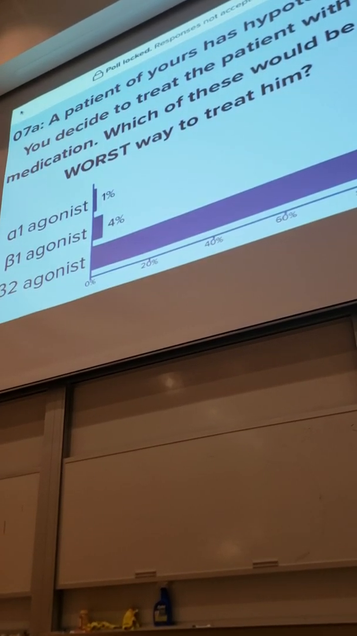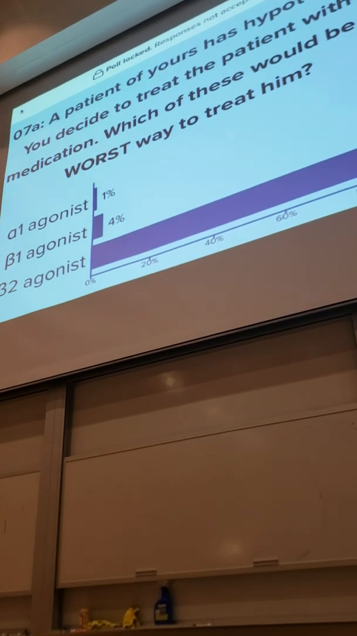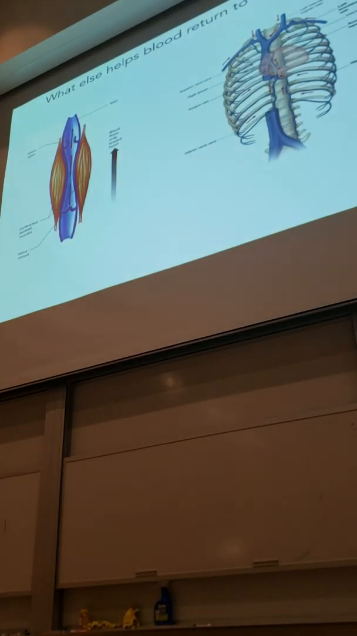What would the beta agonist do? They're going to dilate. It's going to dilate skeletal muscle arterioles, and your blood pressure is going to go even lower. So, good.